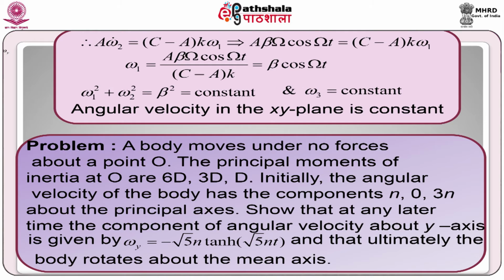principal axis, so that at any later time the component of angular velocity about y axis, that is omega suffix y, is given by omega suffix y is equal to minus root 5 into small n tan hyperbolic root 5 small n into t, and that ultimately the body rotates about the mean axis. That means mean axis means y axis, as we are considering x, y, z. So, y is the mean axis here.